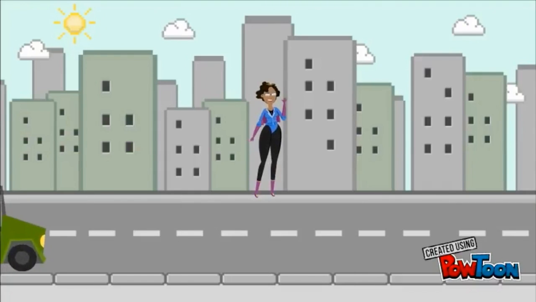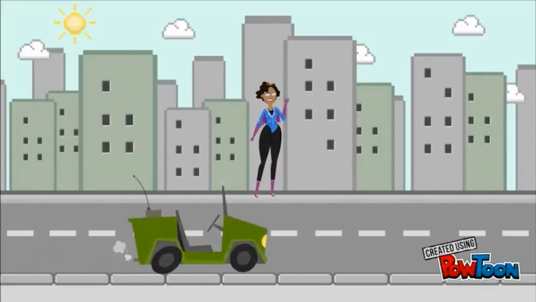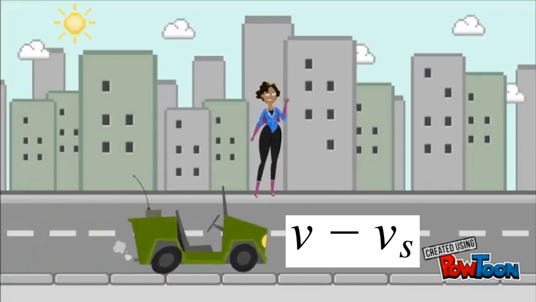In this case, the observer stays and the source of sound, which is the car, is moving closer to the observer. Therefore, as the observer is stationary, her velocity will be zero. But as the car is moving closer to the observer, the velocity will be minus, therefore it's V minus Vs. So the formula will look like this.